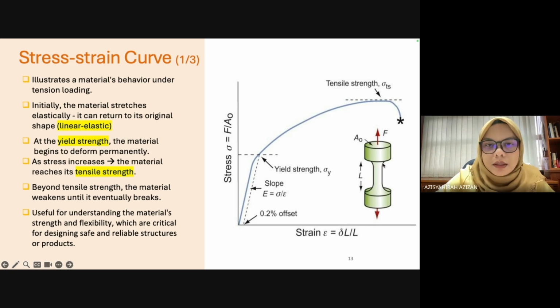For example, if you stretch a rubber band, the orange rubber band that we get when we go to the shop or the market, it has the ability to stretch and it will return to its original shape when we remove the force, right? So if you look at this elastic region, there is a slope, right?